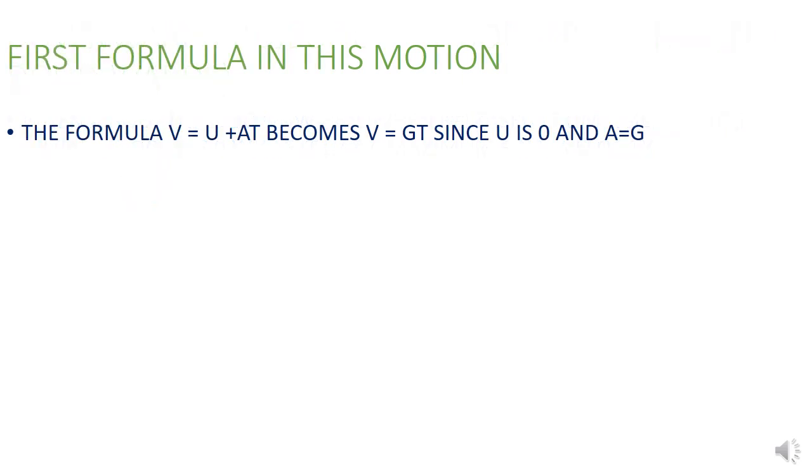The first formula in this motion is v = gt, and I can show you briefly how it is formed. If u is 0, v remains to be at. But you remember in this case, the acceleration is equal to gravity.